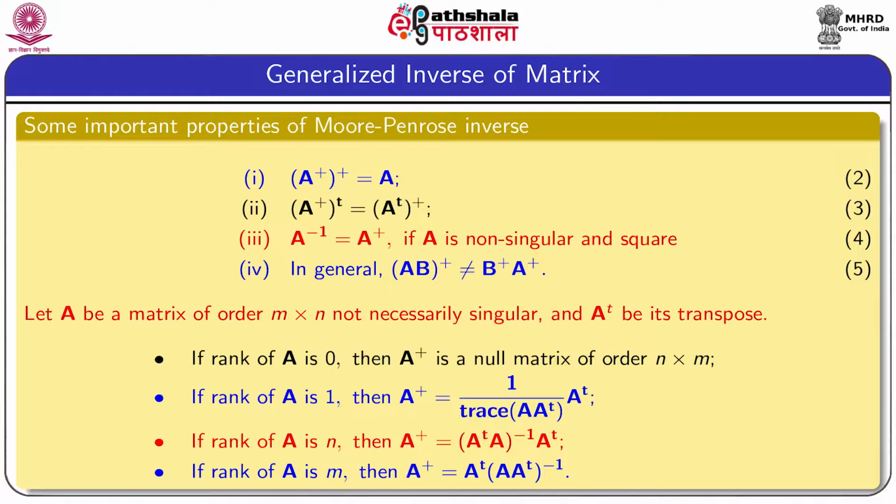And the third property is, if the rank of the matrix A is n, then A plus equals the inverse of (A T A) times A T. And if the rank of the matrix A is m, then the Moore Penrose inverse of A equals A transpose times the inverse of (A A transpose).